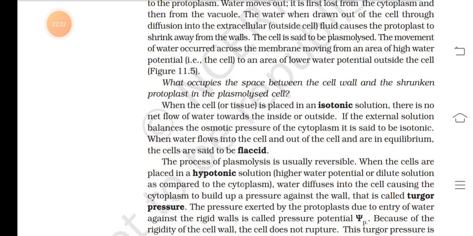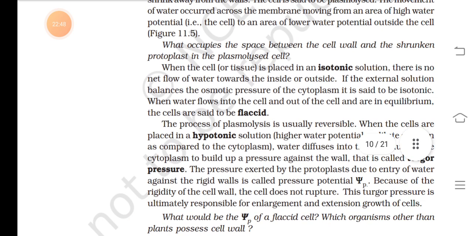The movement of water occurred across the membrane, moving from an area of high water potential, that is the cell, to an area of lower water potential outside the cell, as given in figure 11.5. What occupies the space between the cell wall and the shrunken protoplast in the plasmolyzed cell?